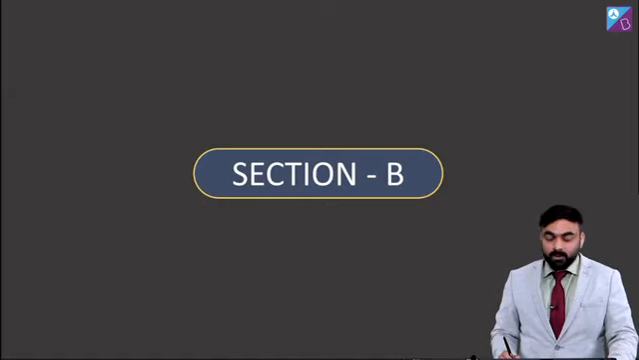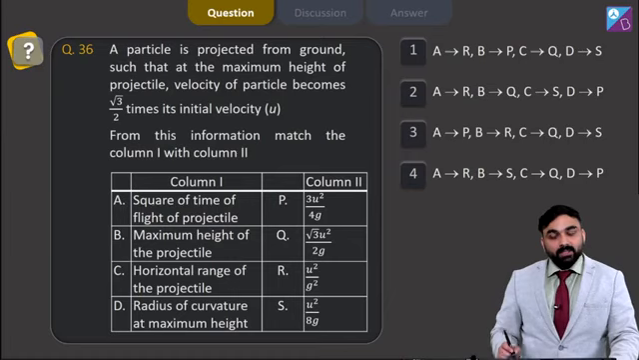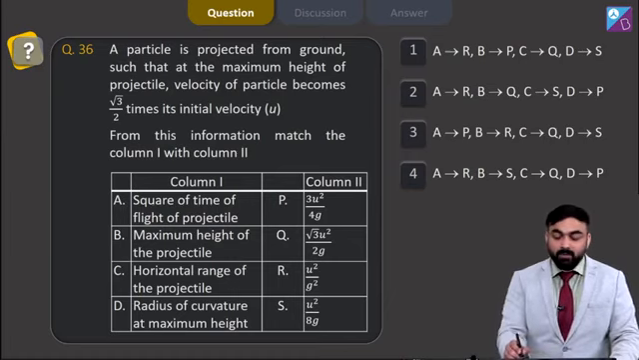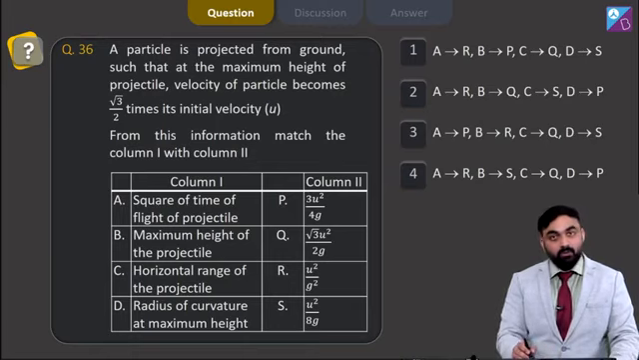Let's look into questions of section B. Question number 36 says, a particle is projected from ground such that at the maximum height of projectile, velocity of particle becomes root 3 by 2 times its initial velocity u.